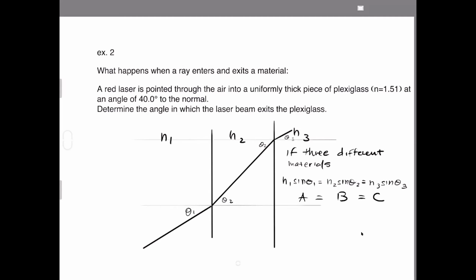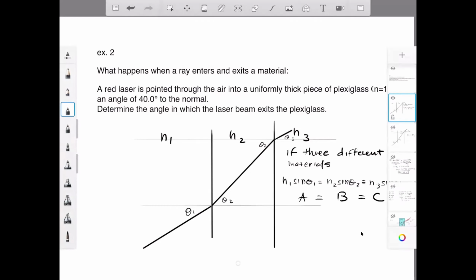So there's going to be a question like this on the homework as well. There isn't really a point for me to show you an example of doing this because it's the same math. But just know that if you have 3 different materials, you could use the Snell's law equation in this way. And that is it from me today.